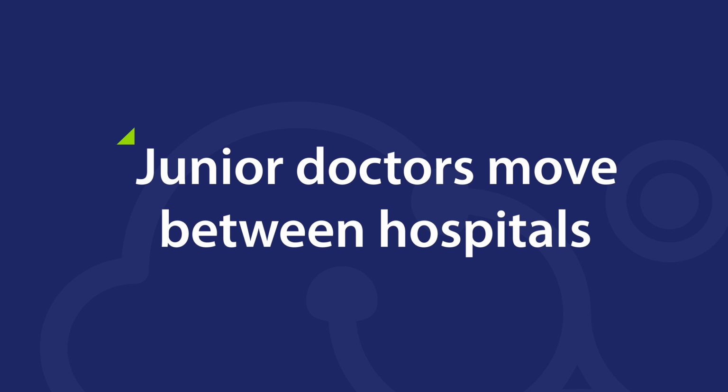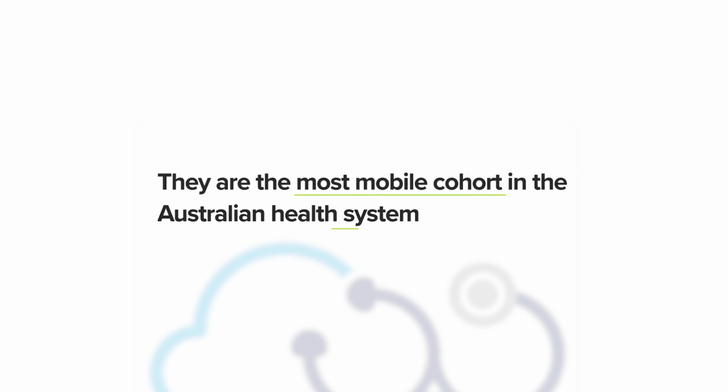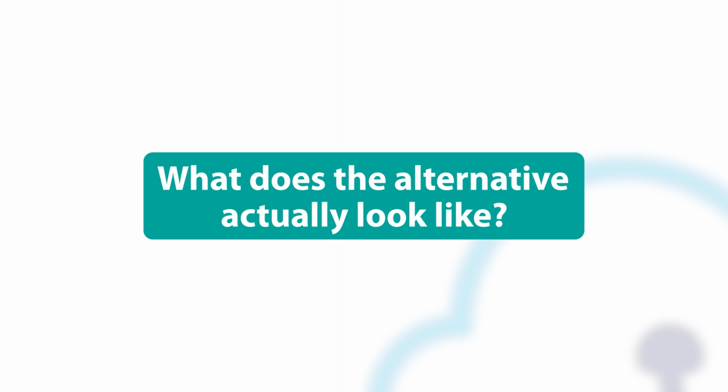Then there's a third cost, one that the finance department never looks at. Junior doctors move between hospitals constantly. They're the most mobile cohort in the Australian healthcare system, and for junior doctors, their well-being is affected by the quality of the rostering system that the hospital uses, whether their preferences are taken into account, whether their weekends are distributed fairly, how easy it is for them to make changes to fit their work-life balance. That experience is hard to quantify, but from my experience, a happy and stress-free doctor is a safe and effective doctor. So what does the alternative actually look like?